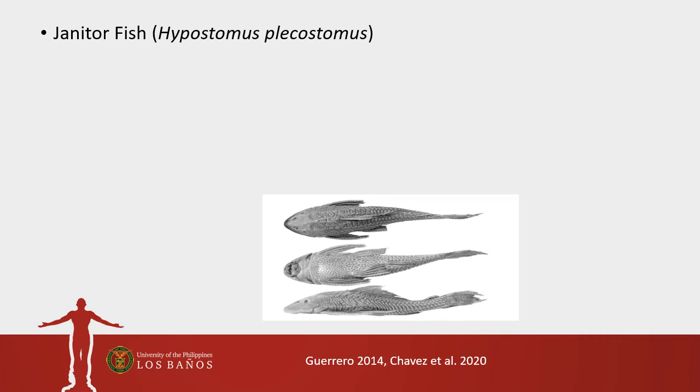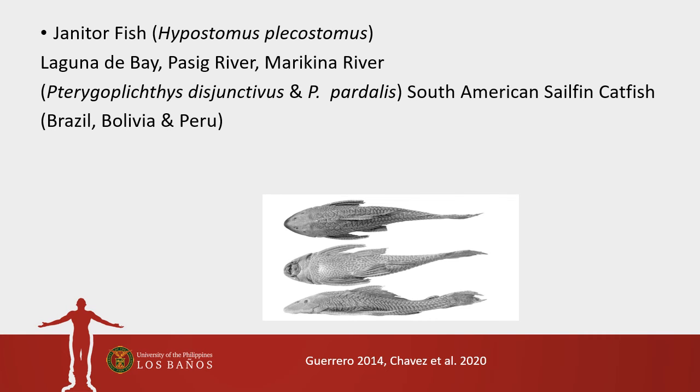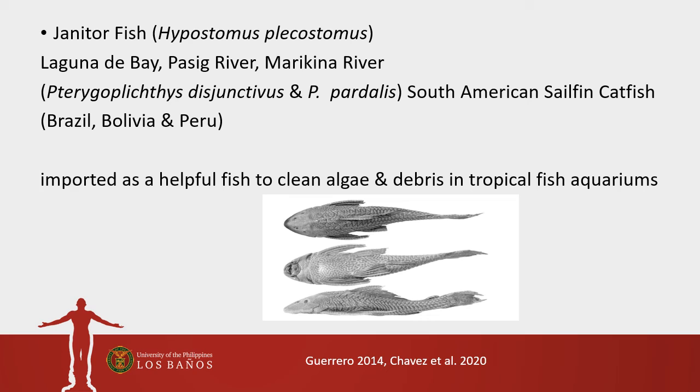The janitor fish, formerly identified as Hypostomus plecostomus, and which are now present in Laguna de Bay, Pasig River, Marikina River, among others, consist of two species, Pterygoplichthys disjunctivus and Pterygoplichthys pardalis. So these are the South American sailfin catfish which originated from Brazil, Bolivia, and Peru. And they were imported as a helpful fish to clean algae and debris in tropical fish aquariums.